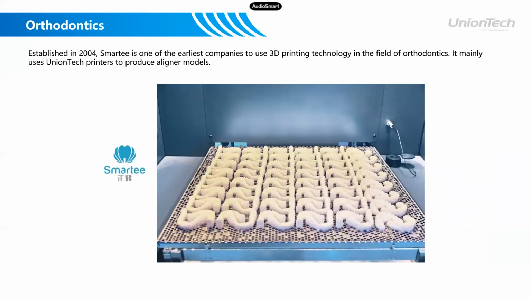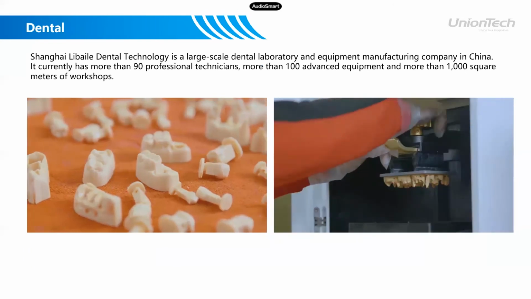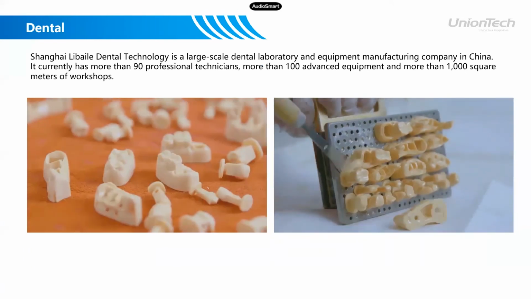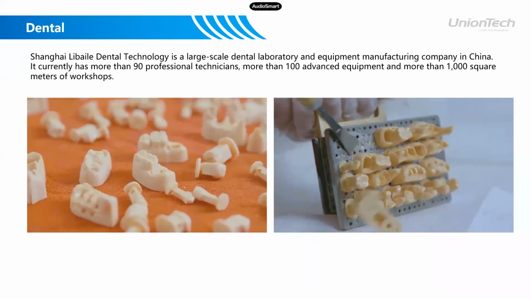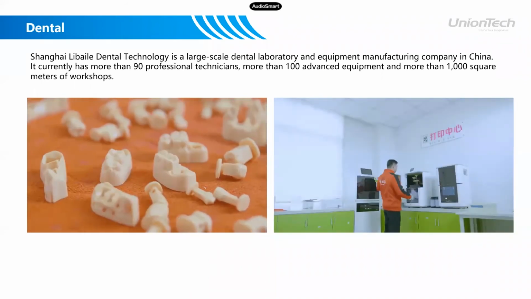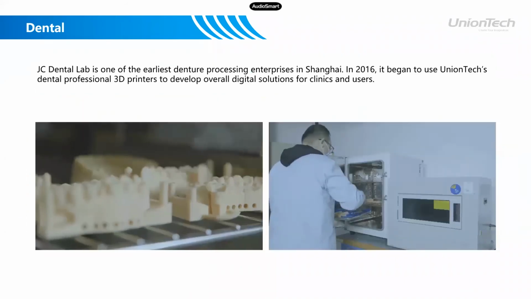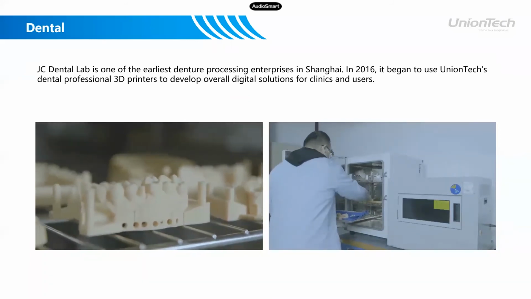Orthodontics. This is another big industry for 3D printing. This customer is called Smarty. It is one of the earliest and now the biggest companies to use 3D printing in the field of aligners. This is the application of S300 in a large-scale dental lab in China. Another dental lab.